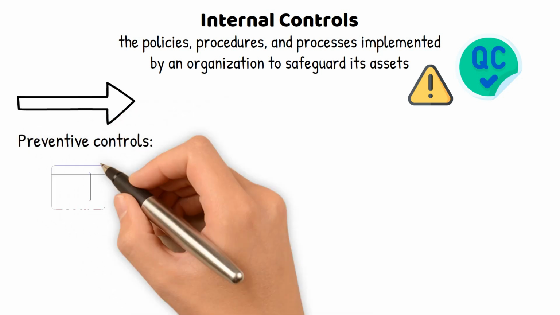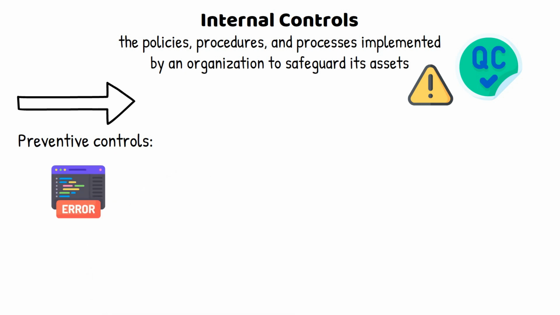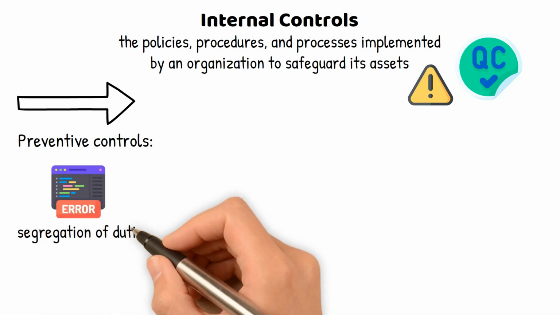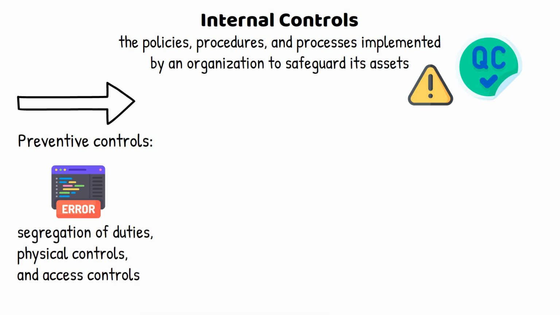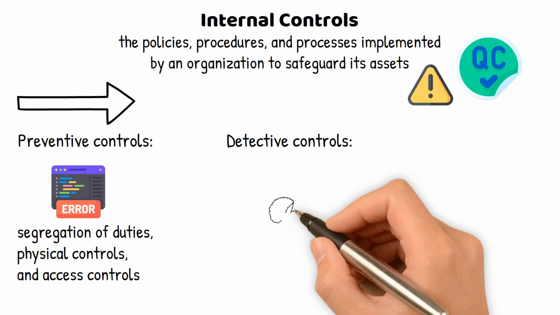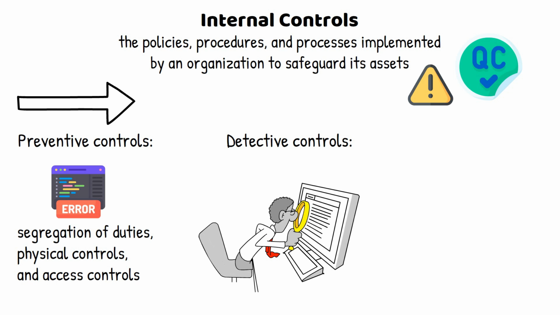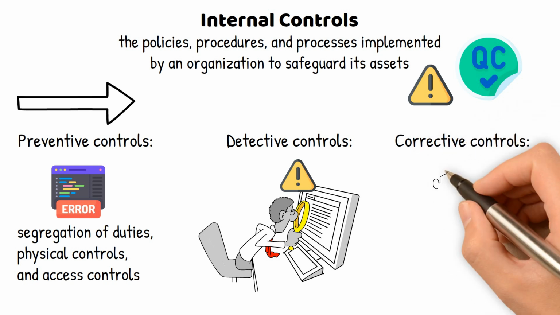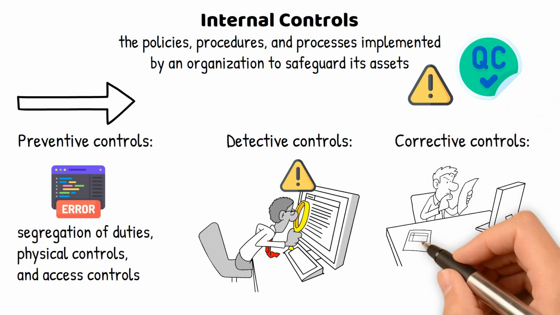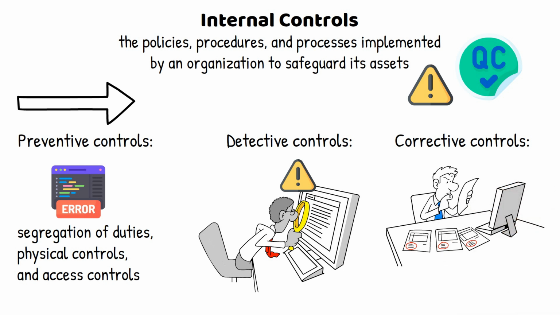There are several types of internal controls, including preventive controls. These are designed to prevent errors or fraud from occurring in the first place. Examples include segregation of duties, physical controls, and access controls. Detective controls. These are designed to detect errors or fraud that have already occurred. Examples include reconciliations, audits, and reviews of financial statements. Corrective controls. These are designed to correct errors or fraud that have been detected. Examples include adjusting entries, disciplinary action, and changes to policies and procedures.